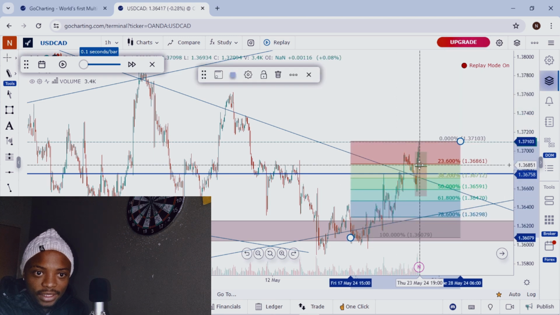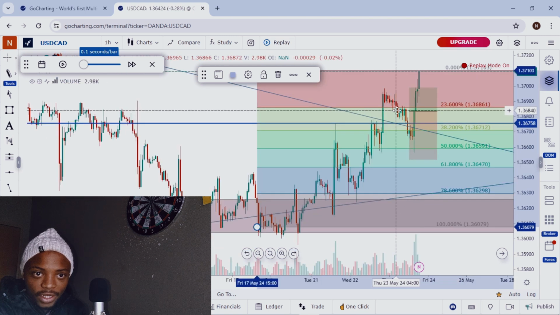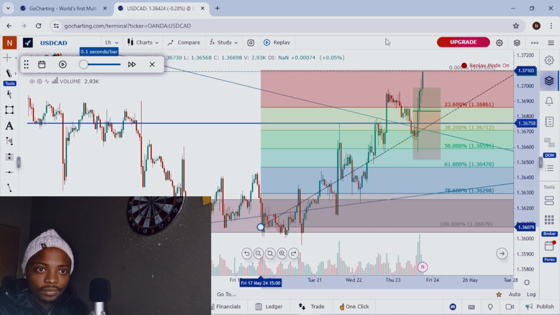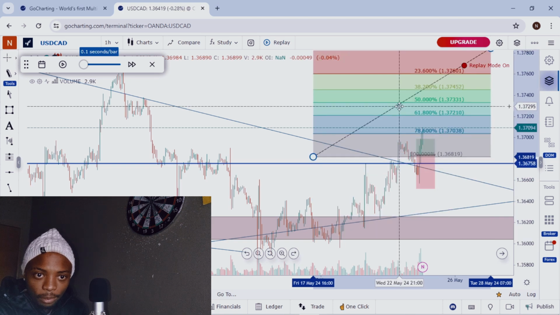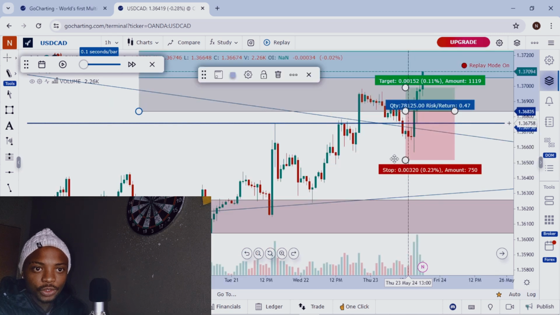And this is where we entered our trade, right? This area right here is where we entered our trade. So we basically take the bottom part of the Fibonacci and then we place it to our entry point. This is where we entered our trade, right? So that's where we entered.